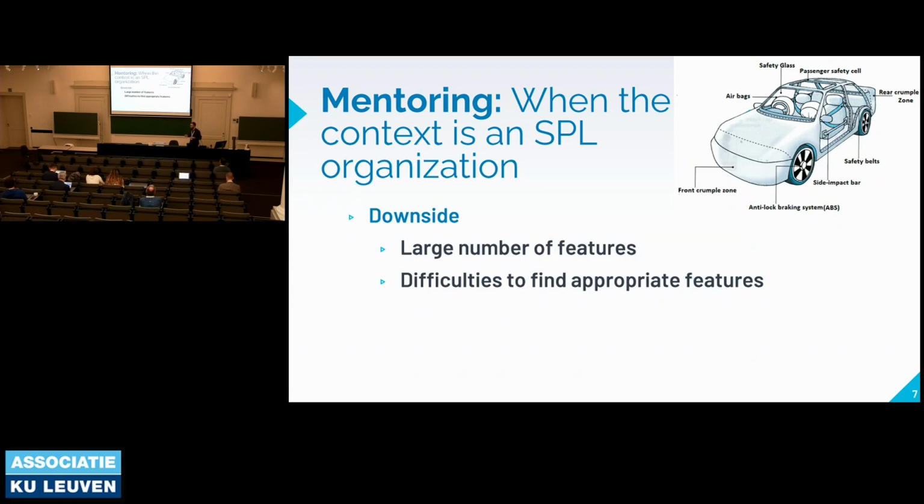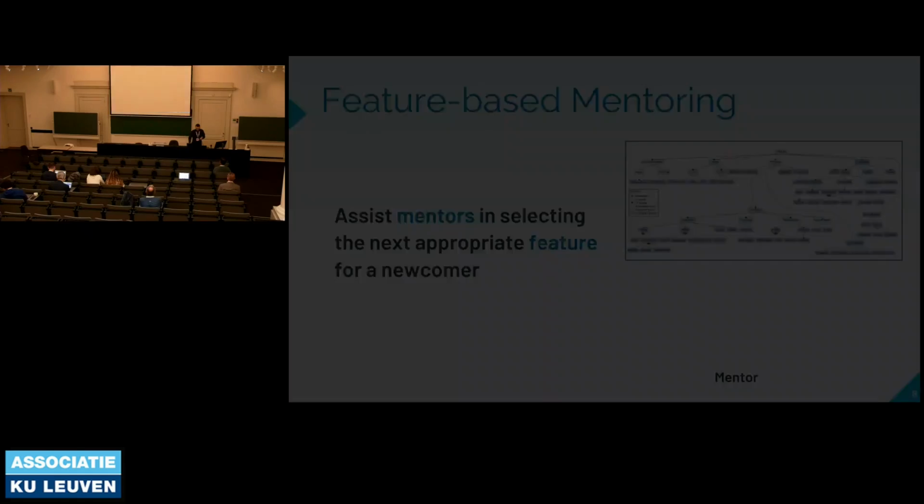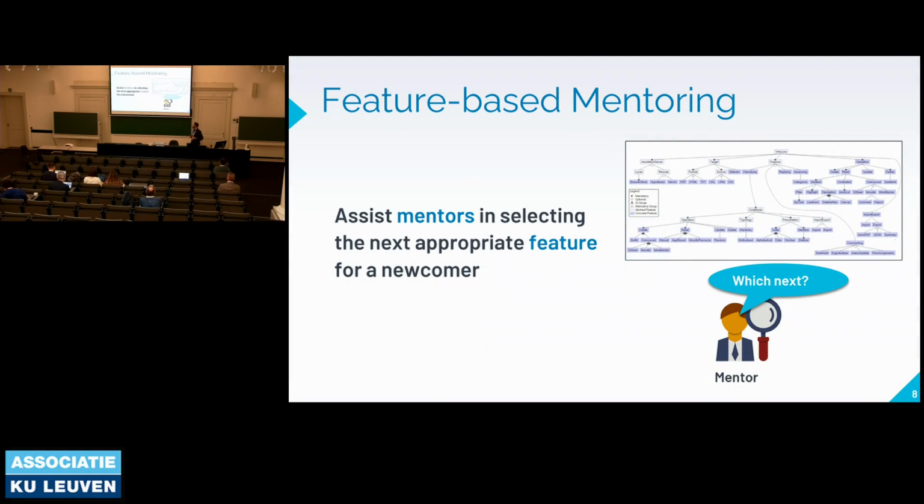However, this is not an easy task. There are a large number of features in the software product lines, usually hundreds or sometimes thousands. So it will be time-consuming, and mentors tend to be busy people with tight agendas, and their time is quite valuable for the company. So the goal of this paper was to assist mentors in selecting the next appropriate features for a particular newcomer in a software product line environment.